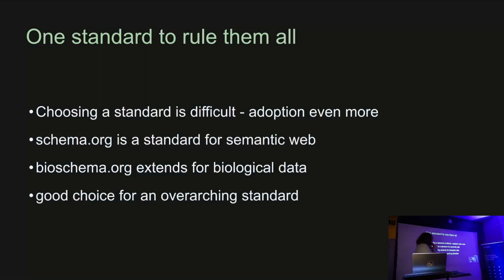And then we have bioschema.org that actually extends it for biological data. You have validators, you have awesome stuff. As long as you understand what item to map it into, you can do the mapping. And I think this is a good choice for an overarching standard.